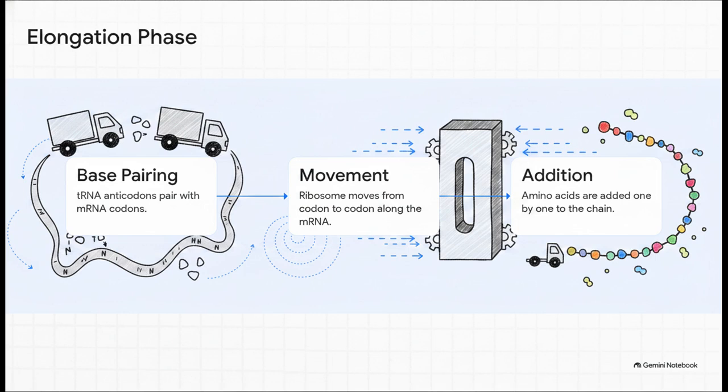The tRNA delivery trucks pull in one after another, matching their complementary anticodons to the specific codons on the mRNA blueprint. Once an amino acid is added to the growing chain, the ribosome physically ratchets down the mRNA to the next codon. The empty truck drives off, a new loaded truck pulls in, and the amino acids are added one by one, perfectly translated from the exact sequence dictated by your DNA.